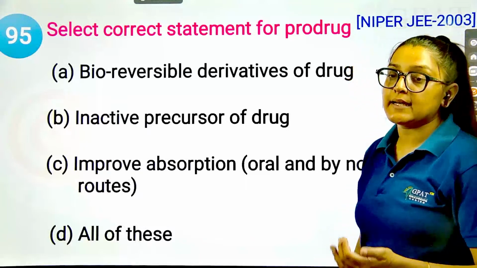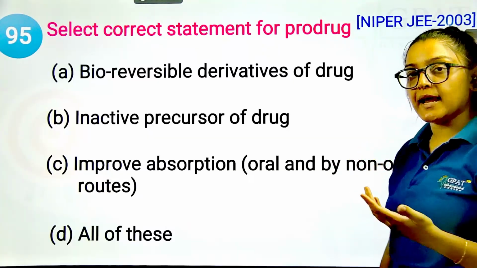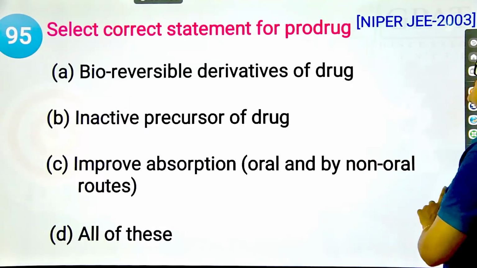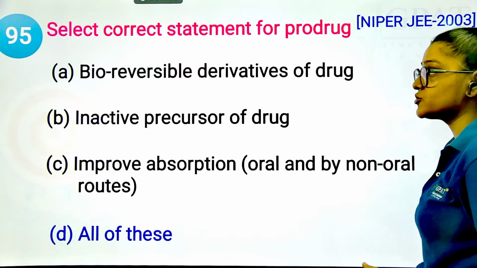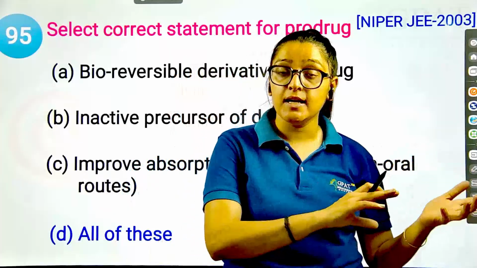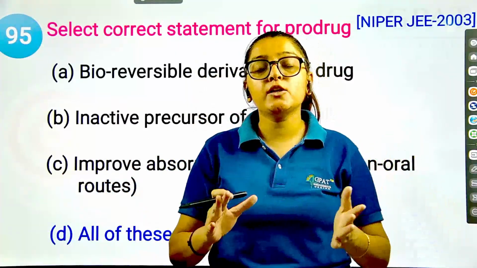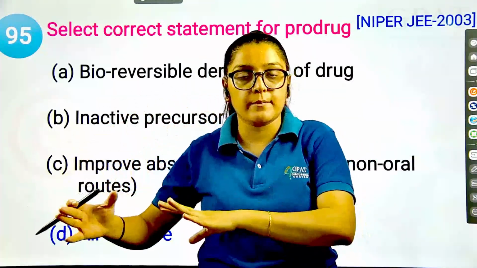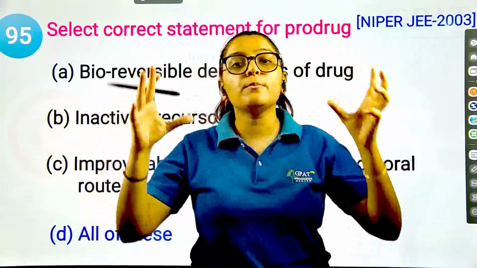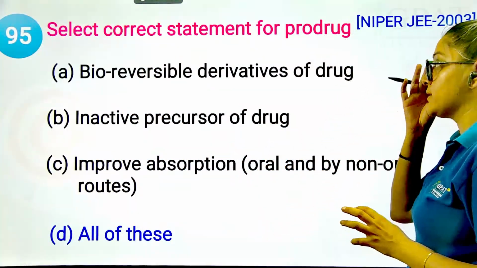Next, select the correct statement for a prodrug. Bioreversible derivative of the drug, inactive precursor of the drug, improves the absorption, or all of these. So it was asked in 2003. So it is correct. Prodrugs can be formed as an active drug into an inactive metabolite, or an inactive drug into an active metabolite. This is a prodrug approach. Or an active drug into a more active metabolite. So this is all based on the drug modification as well as the nature and activity you are targeting, right? Okay.